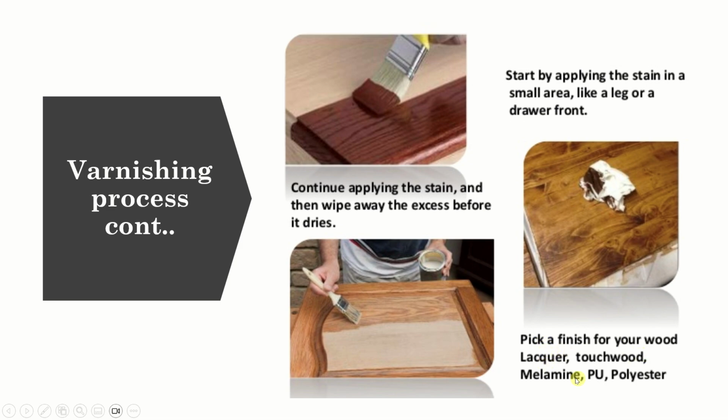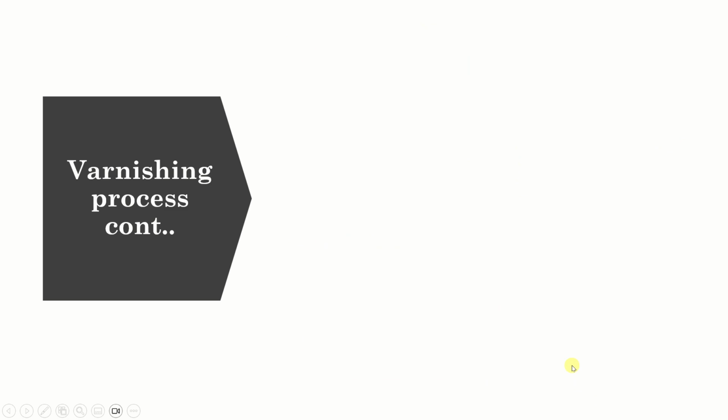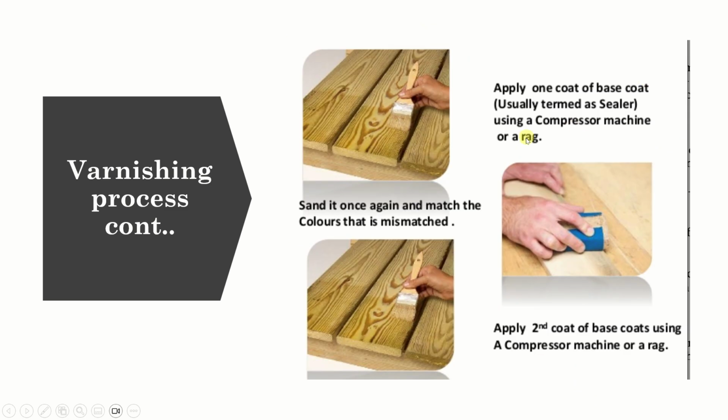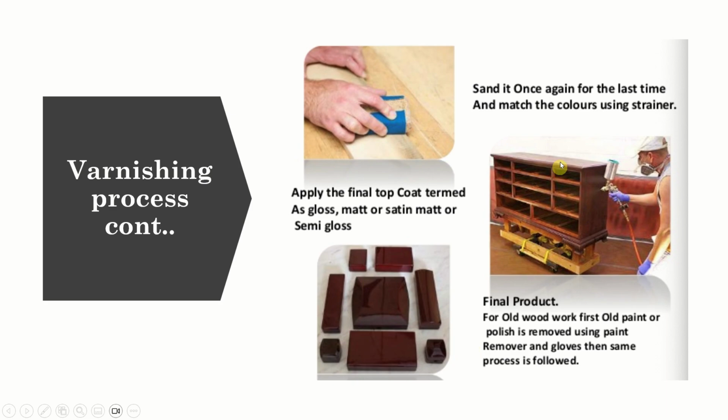Pick a finish for your wood: lacquer, touchwood, melamine, PU, polyester. Apply one coat of base coat, usually termed as sealer, using compressor machine or rag. Rag means cloth. Sand it once again and match the colors that are mismatched. Now apply second coat of the base using a compressor machine or rag. Sand it once again for the last time and match the colors using stainer. Now apply the final top coat termed as gloss, matte or satin matte or semi-gloss.